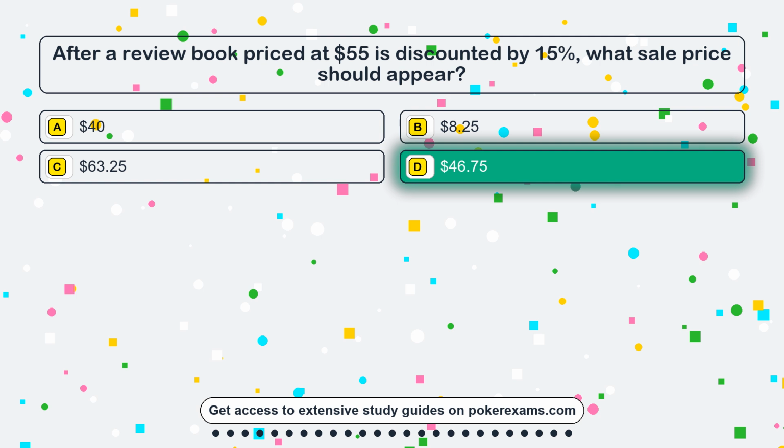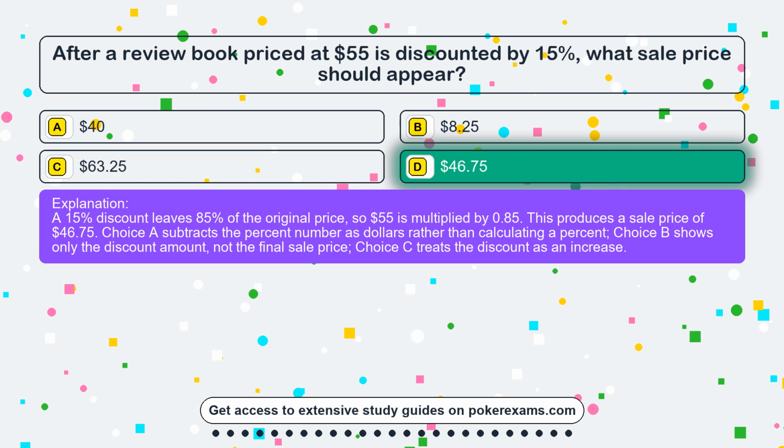$46.75. A 15% discount leaves 85% of the original price, so $55 is multiplied by 0.85. This produces a sale price of $46.75. Choice A subtracts the percent number as dollars rather than calculating a percent, choice B shows only the discount amount, not the final sale price, choice C treats the discount as an increase.